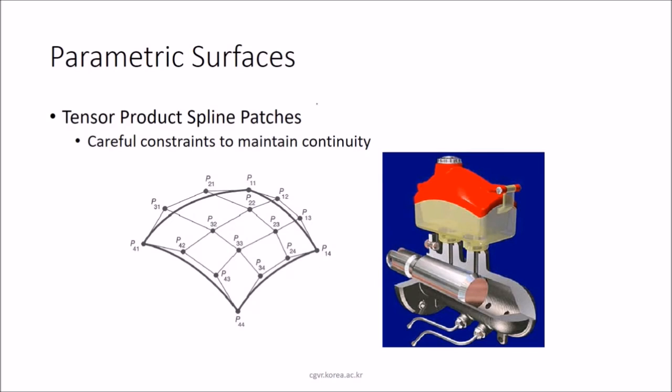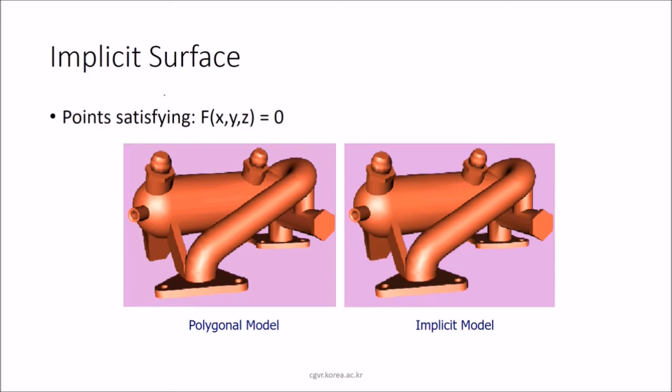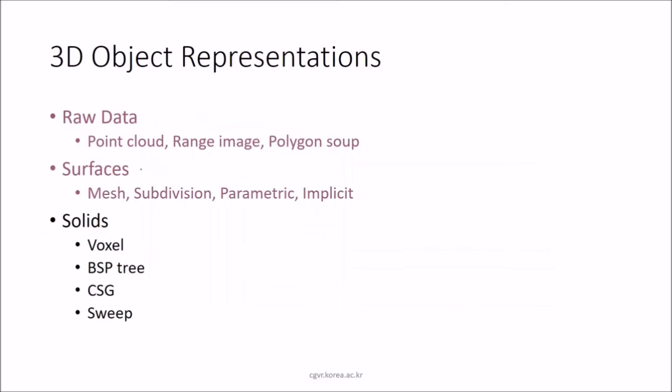Then we come to the parametric surfaces. The tensor we talked about in our previous discussion. Tensor product spline patches are there, so you apply careful constraints to maintain continuity. This is an example of how you can use these parametric surfaces with the tensor product. These are the implicit surfaces: this is a simple polygonal model, and this is the implicit model. What it says is we are making a model of points which satisfy a certain function, and those points which satisfy some function are known as an implicit surface.